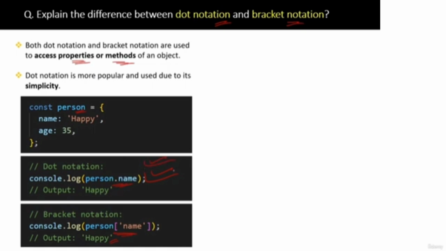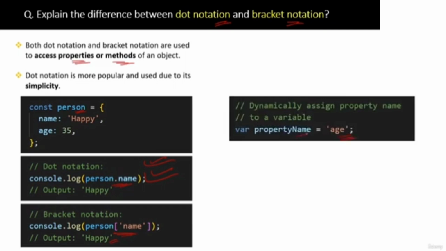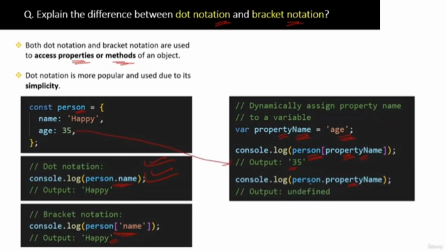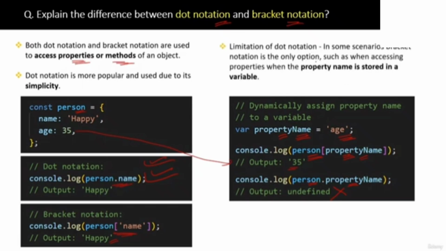But yes, there is a limitation to dot notation. Suppose you are dynamically assigning one property name to a variable like this, and then you are using that variable name with the object name and bracket notation inside the console log to access the property. It will perfectly work with bracket notation. But if you try to do this with the dot notation with the variable property name, it will not work. That is the limitation of the dot notation. In some scenarios, bracket notation is the only option, such as when accessing properties when the property name is stored in a variable. That is a very rare case, but yes, it is a case.